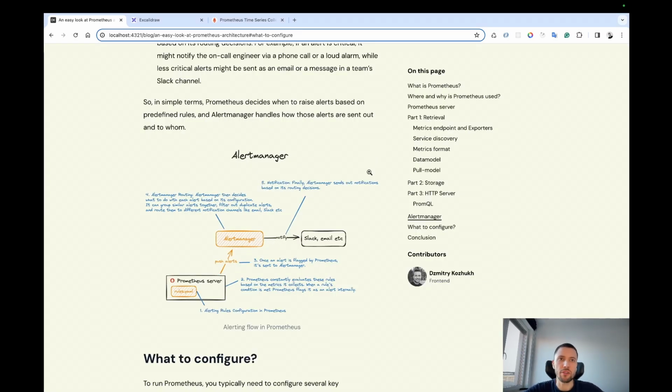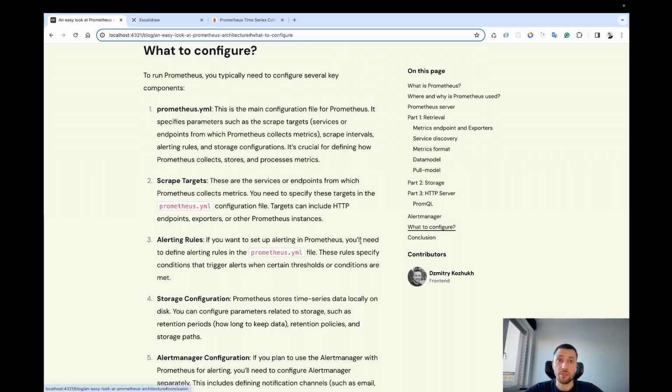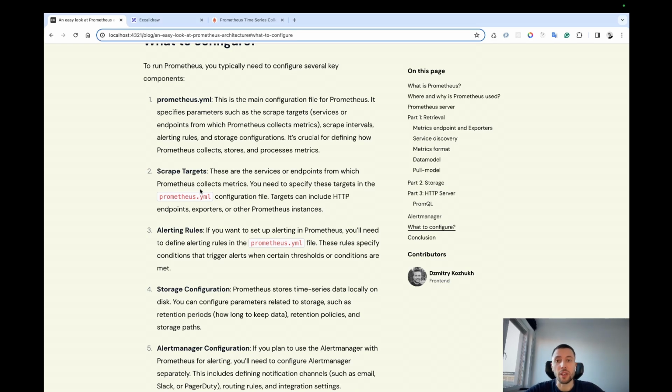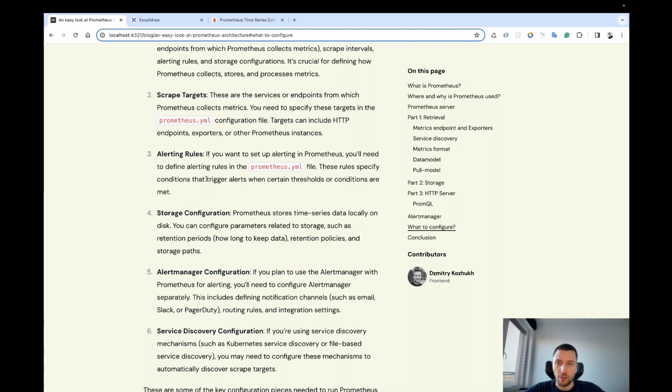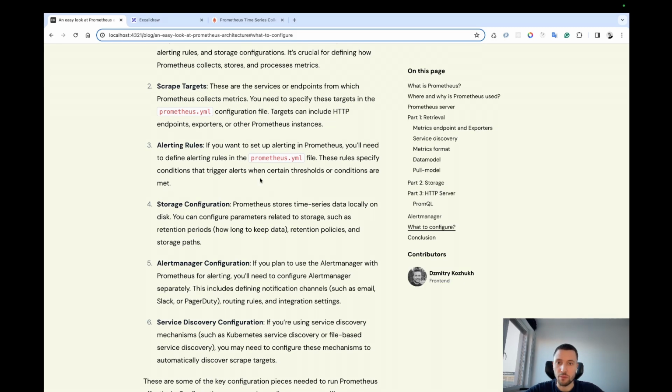Okay, so to start monitoring, what do I need to configure? To answer this question, let's ask ourselves the following questions. What do I want to monitor? For it, I need to define my scrape targets. When do I want to be alerted? For it to answer, I need to configure alerting rules. It can be done in Prometheus YAML file.